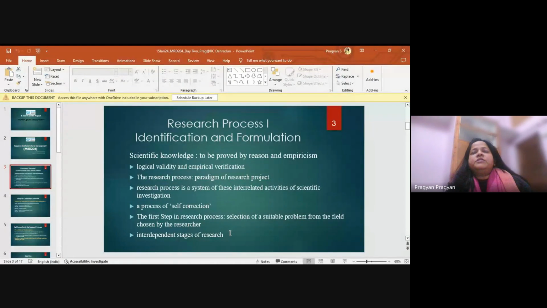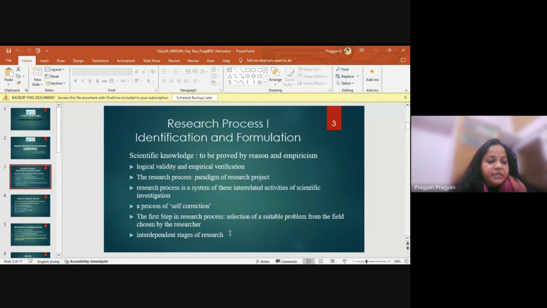Because in research, there is a complete process. It's a complete process which has multiple steps, but actually, all those steps are completely interdependent. So you can't say we can skip this particular step, like identification of problem, and we can go for formulation of hypothesis before that. All these things are interrelated.